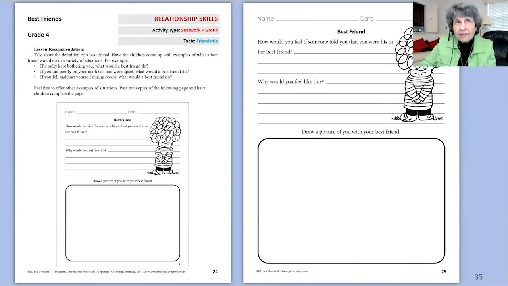Here's fourth grade, best friends. Fourth grade, you're starting in third also, very busy with friendships and best friends. I'm your best friend. No, I'm your best friend. Like one of the questions we have, if you look under lesson recommendations, for example, if a bully kept bothering you, what would a best friend do? If you did poorly on your math test and you were upset, what would a best friend do? If you fell and hurt yourself during recess, and the children can discuss it, and it's amazing how much they all love to tell what happened to them.